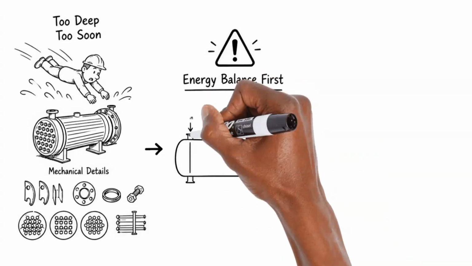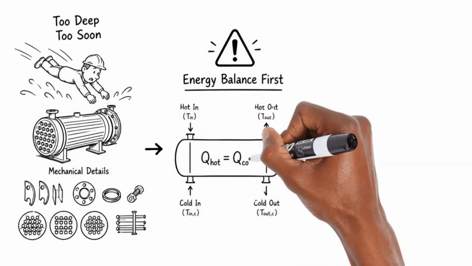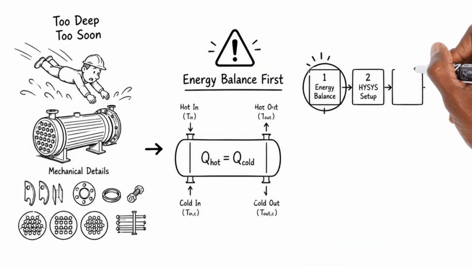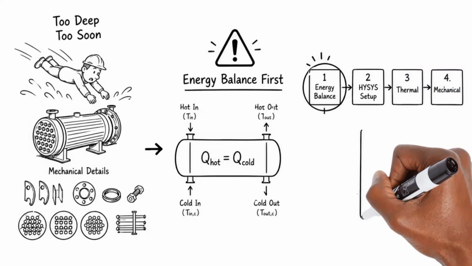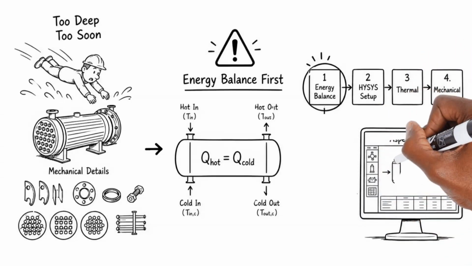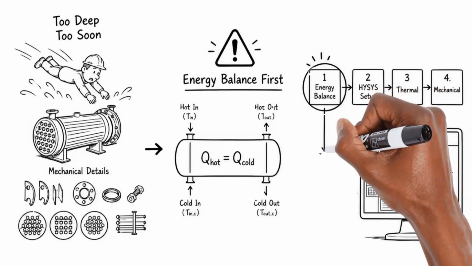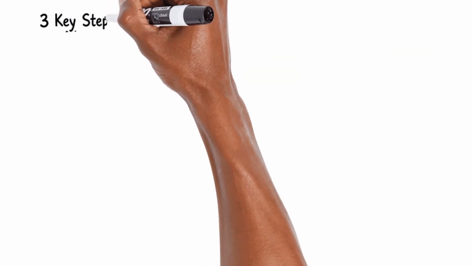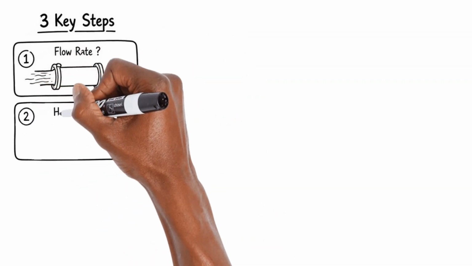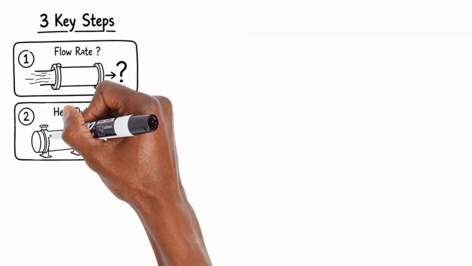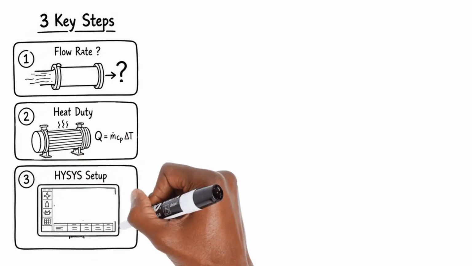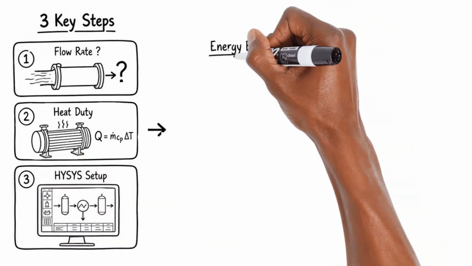So over the next 4 videos, I'm going to show you how to navigate the full design process within Aspen HYSYS. We are going to follow a professional workflow, the same one that is used in the industry. We are kicking off things today by building the foundation. In this lesson, we are going to cover 3 things: finding the unknown flow rate, calculating the total heat duty, and of course, setting up your first working simulation.